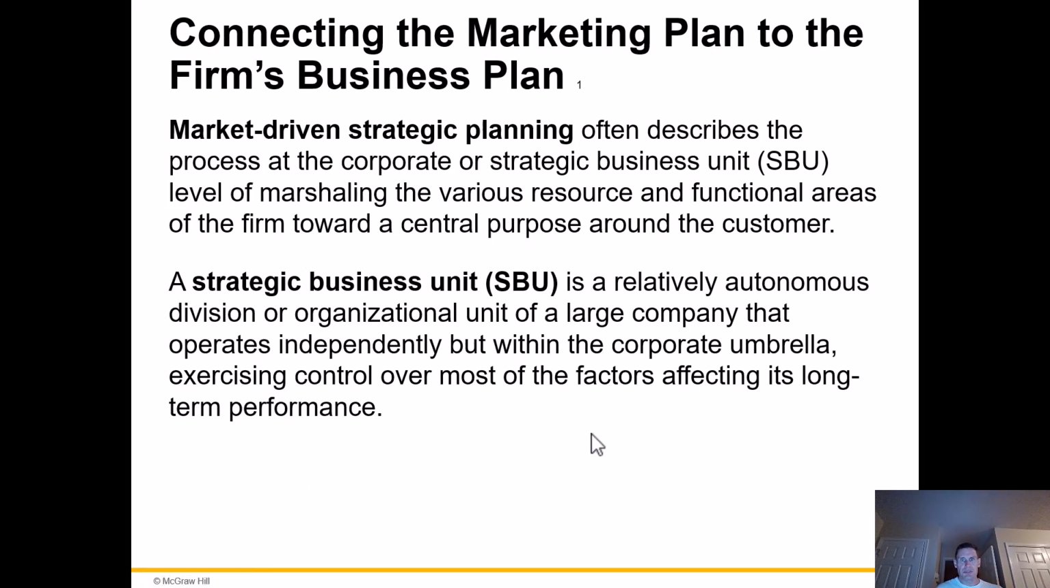So market-driven strategic planning often describes the process at the corporate or strategic business unit level, so sort of the very top, of marshaling the various resource and functional areas of the firm toward a central purpose around the customer. A strategic business unit, also known as an SBU, is a relatively autonomous division or organizational unit of a large company that operates independently but within the corporate umbrella, exercising control over most of the factors affecting its long-term performance.